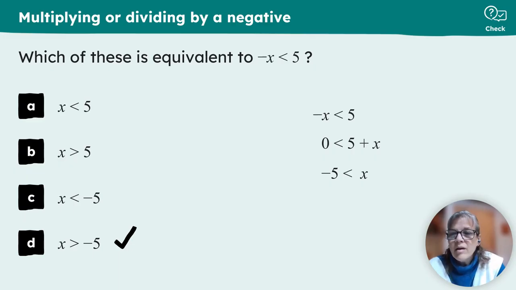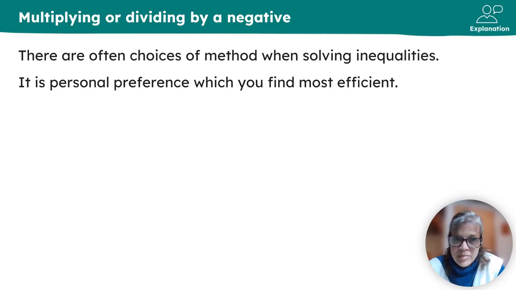Okay? So you can think about these negative multiplying and dividing things. Sometimes you can solve them by just adding or subtracting the term on the other side. And it's personal preference which you find more efficient. But just remember that if you multiply or divide by a negative, you have to flip the sign.